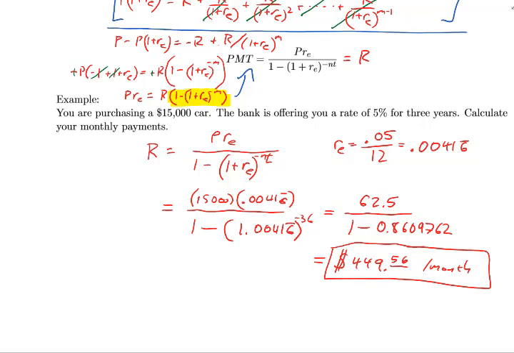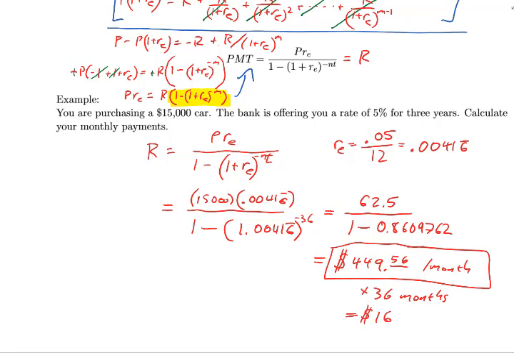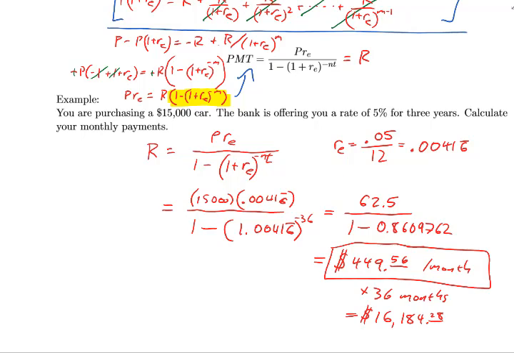Note that if you multiply this number times the number of compounding periods, the number of months in 3 years, right, you multiply by 36 months, and you will end up paying a total of $16,184.28. So note that that would be $1,184.28 extra that you will be paying on top of the price of the vehicle.